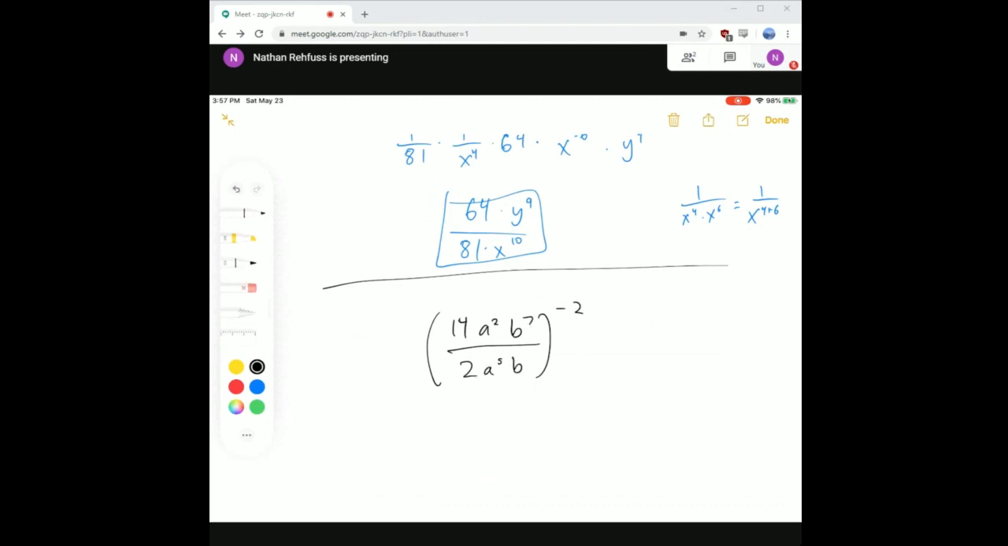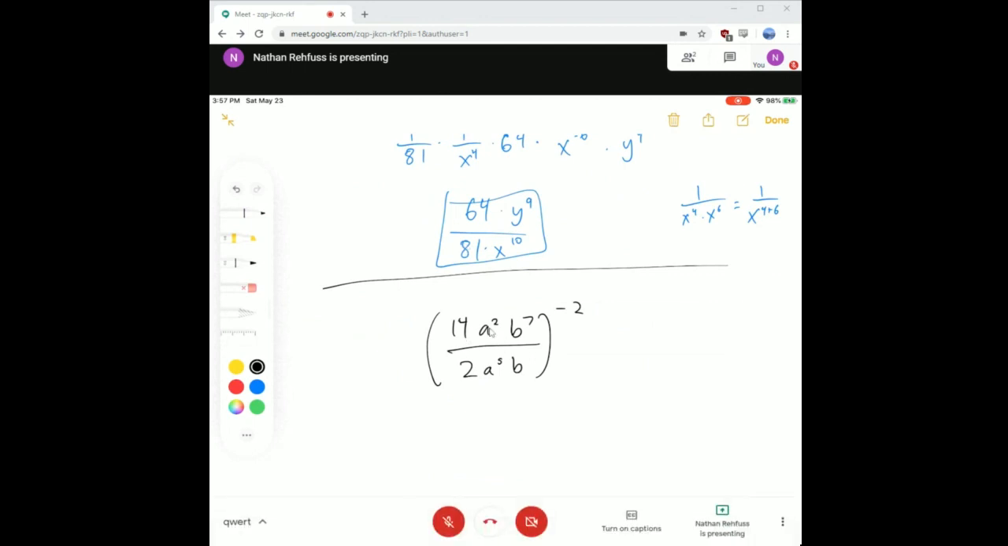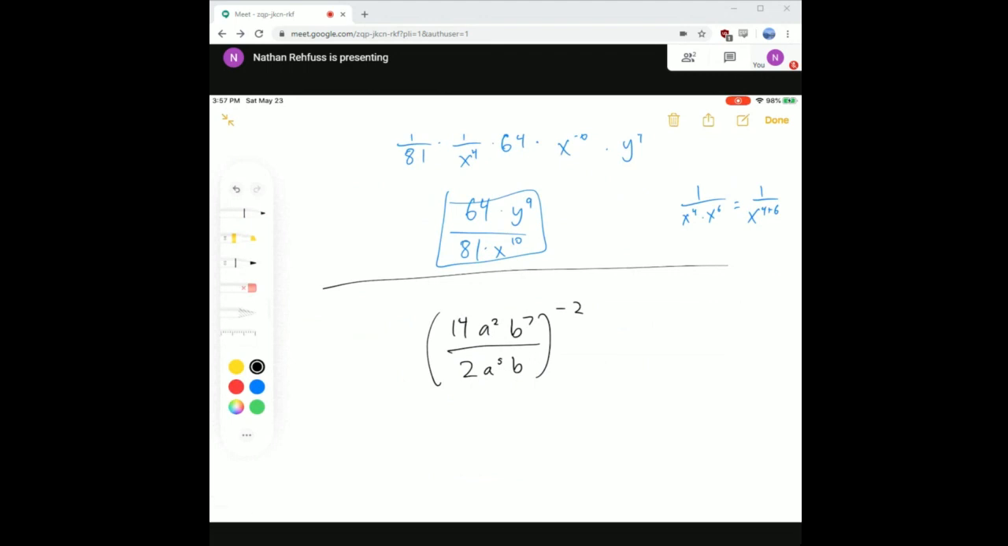Now, I have 6 factors here, 3 in the numerator and 3 in the denominator. I could distribute this minus 2 to all 6 factors. But I think I'm going to have a much easier time if I cancel out what's inside first. So here, 14 divided by 2 is 7, yeah?